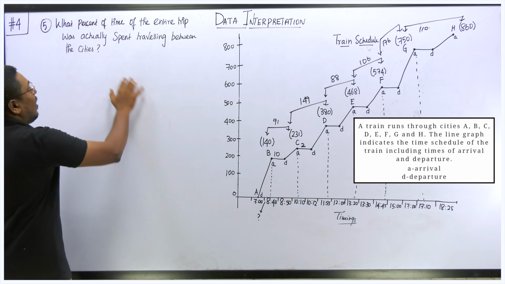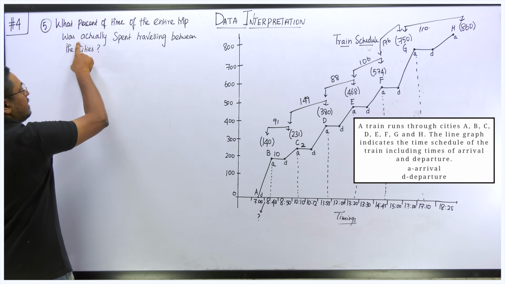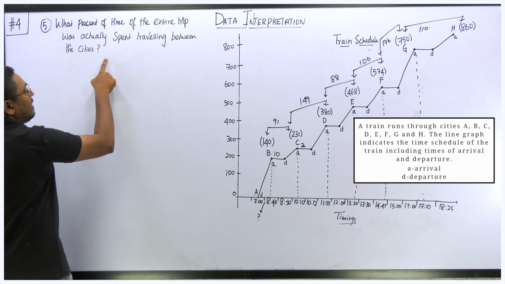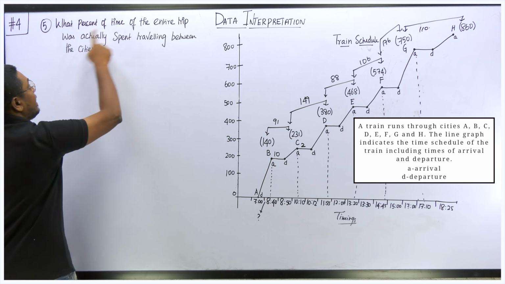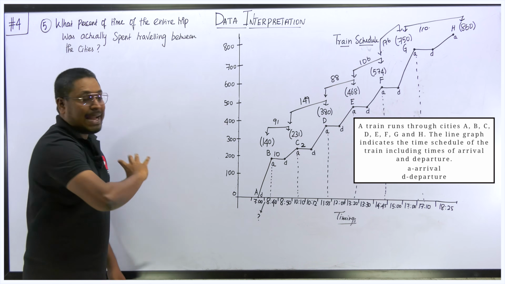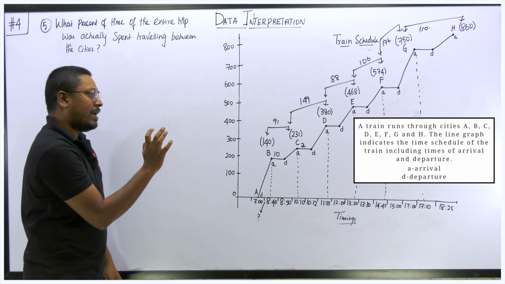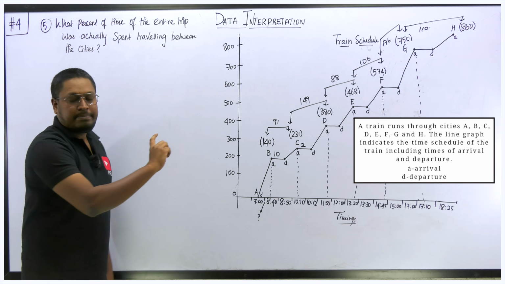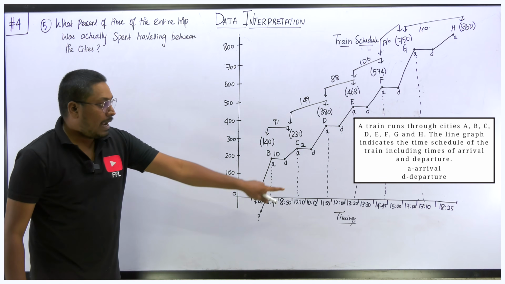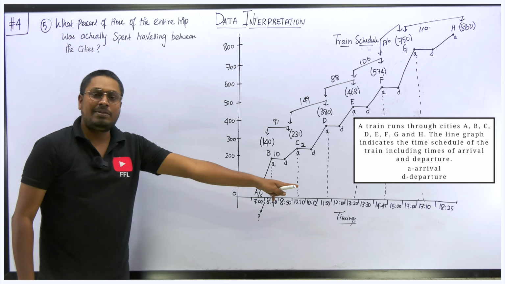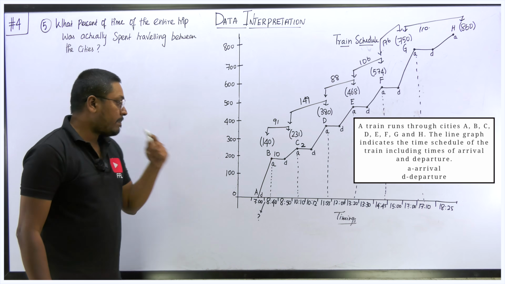So fifth question: what percent of time of the entire trip was actually spent traveling between the cities? First for the entire trip, we need to find what percentage is between the cities. So first let me find how much time the entire trip takes. The train starts at 7 AM in the morning and reaches at 18:25, which is around 6:25 in the evening, right? So what is the duration for the entire trip?